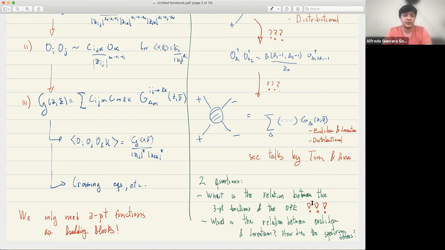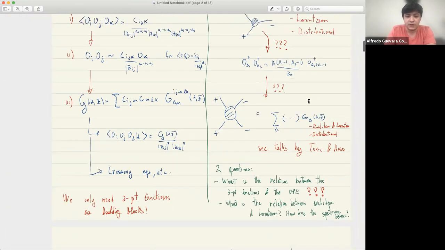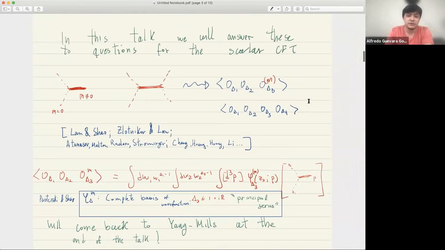So we have seen already that these light ray operators appear to emerge just from performing this decomposition. All right. So in this talk, we will answer these two questions for the scalar CFT. And the reason that we are looking at scalar CFT is because it's simple, but it's also a celestial theory. And at the end of the talk, I'm going to comment on the Yang-Mills case.